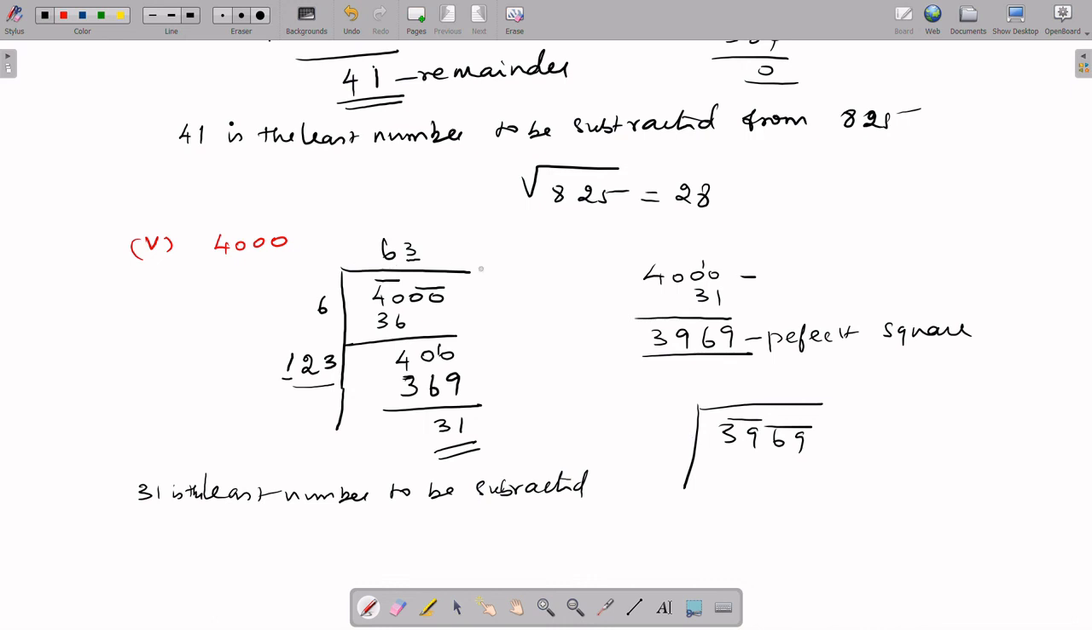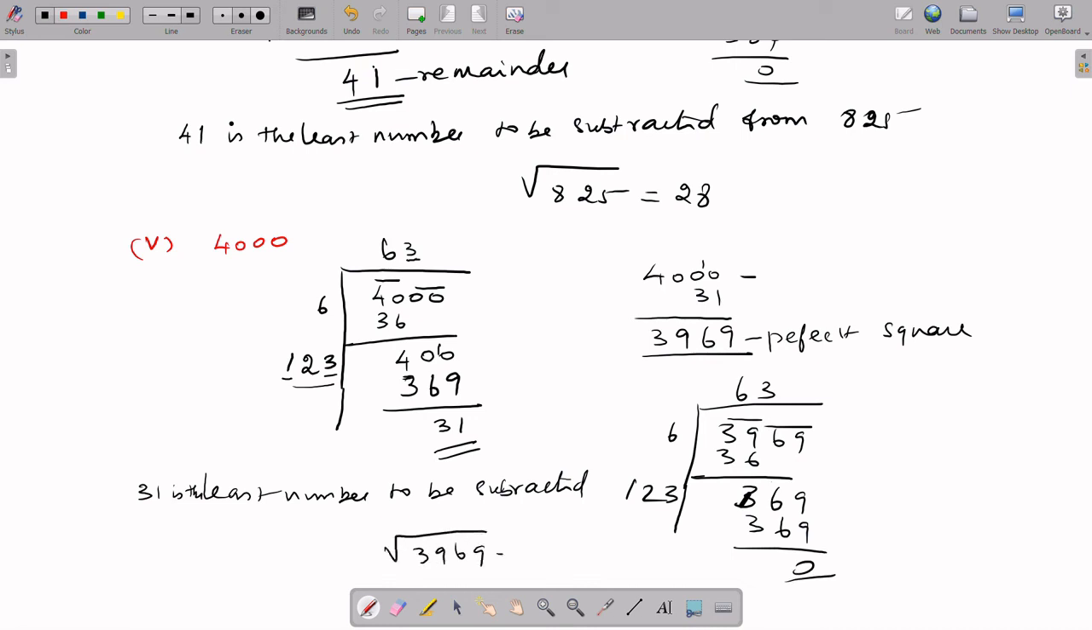Anyway, we will do it. 6 6s are 36. You have to write it here. 369, and here when you mark this, it becomes 6 plus 6 is 12, and when you take this 3, you get 369. This becomes 0. So the square root of 3969 is equal to 63.